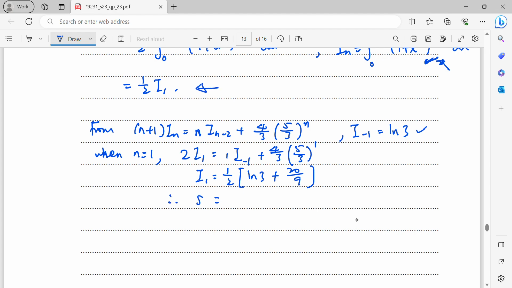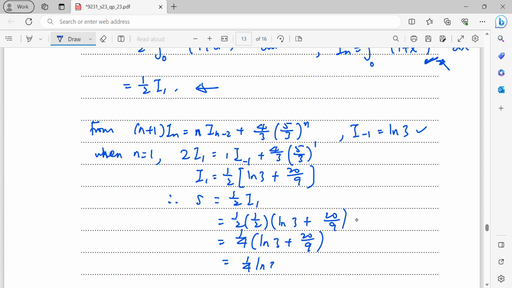Then my S is this. So my S is half I1. So it will be half of half of ln 3 plus 20 over 9. That means it's 1 over 4 times ln 3 plus 20 over 9. You can just times in. It will be 1 over 4 ln 3 plus, the 20 and 4 will be cancelled off, becomes 5 over 9. So this is your S.